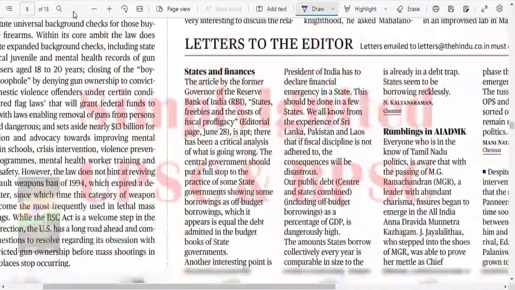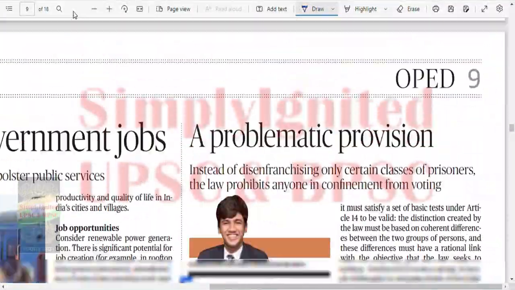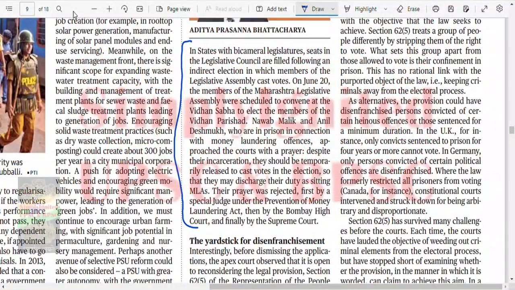Let's see. In states with a bicameral legislature, seats in the legislative council are filled following an indirect election in which members of the legislative assembly cast votes. The Maharashtra legislative assembly was scheduled to convene in the Vidhan Sabha to elect members of the Vidhan Parishad. Nawab Malik and Anil Deshmukh, who are in prison in connection with money laundering offences, approached the court with a prayer that despite their incarceration, they should be temporarily released to cast their vote in the election, so they may discharge their duty as sitting MLAs. This prayer was rejected first by the Special Judge under PMLA, then by the Bombay High Court, and finally by the Supreme Court. Fine.